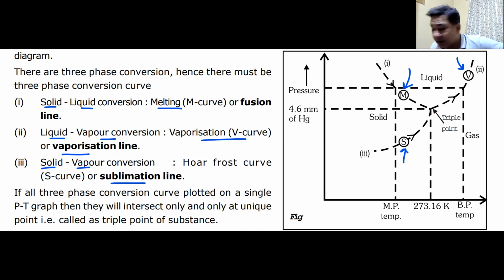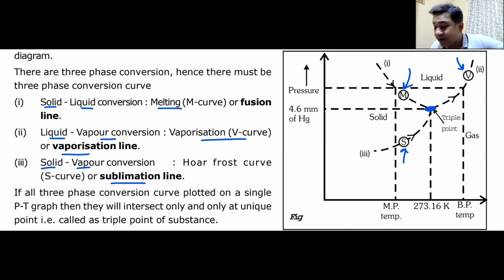These are the three graphs that you see at different pressures. The graphs are different, and you see one point where all these three meet. Do you see this point? Yes or no? This is known as the triple point.